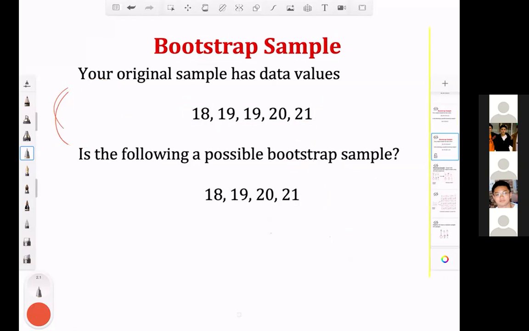What about this one? No, because I think it has to have the same number of values. Very important: the bootstrap sample has to have the same number. This is 1, 2, 3, 4, 5. Here you have 1, 2, 3, 4. It has to be the same size. So this is no, because we are missing 1.